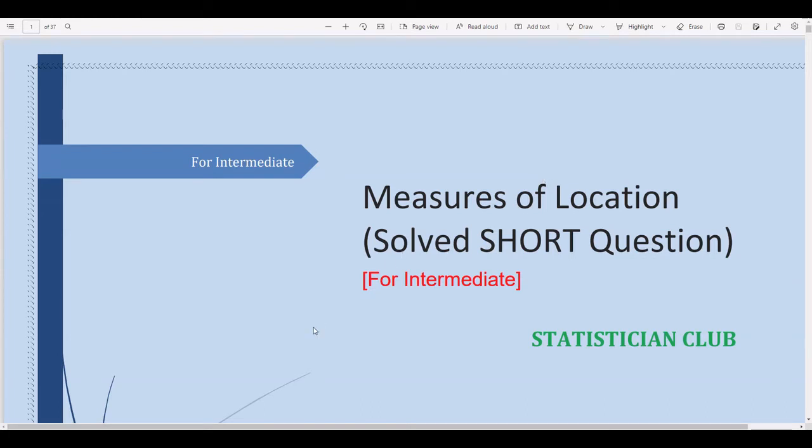In this video, I explain short questions about measure of central tendency, and the other name of measure of central tendency is measure of location.